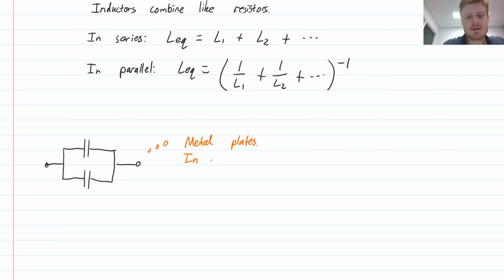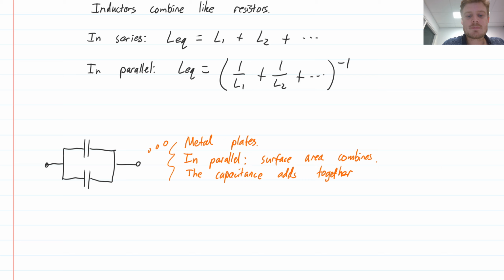So in parallel, I have like bigger plates, right? It's sort of the surface area will combine. Surface area combines. So capacitance is proportional to the surface area of the electrode. So if the surface area is combined, then I have larger capacitance. So the capacitance adds together.